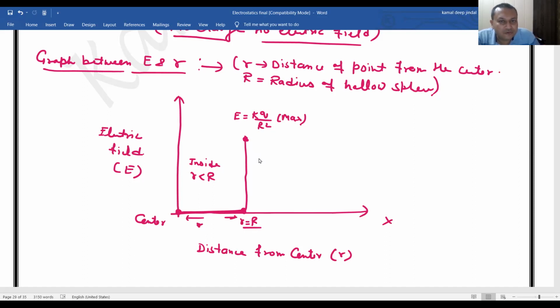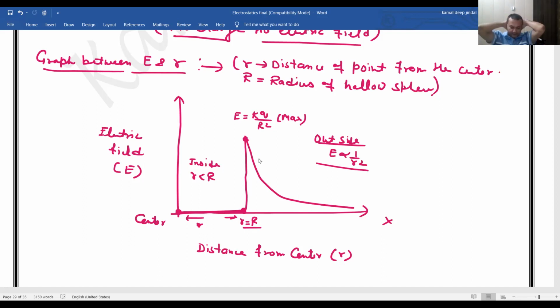After that you are outside, and in this region the electric field is inversely proportional to r square. So you can draw the graph like that. Right? This is a hyperbolic graph. E is inversely proportional to r square. So you can draw it like this. Come on, do it. Draw it, and whenever complete, write done.